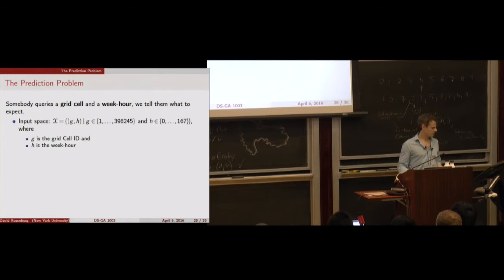All right, so the prediction problem, a little bit more spelled out in this case. Somebody queries a grid cell and a week hour, and we want to tell them what to expect. We want to produce a distribution. OK, so about 400,000 grid cells. There are 168 week hours in a week. So that's the input.